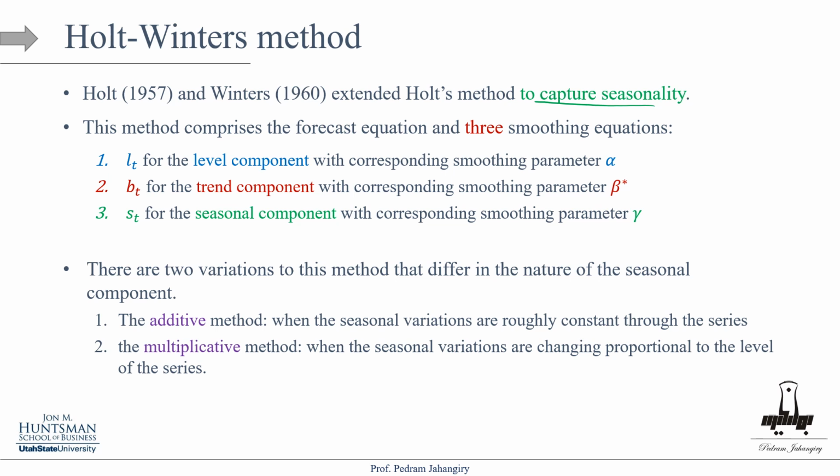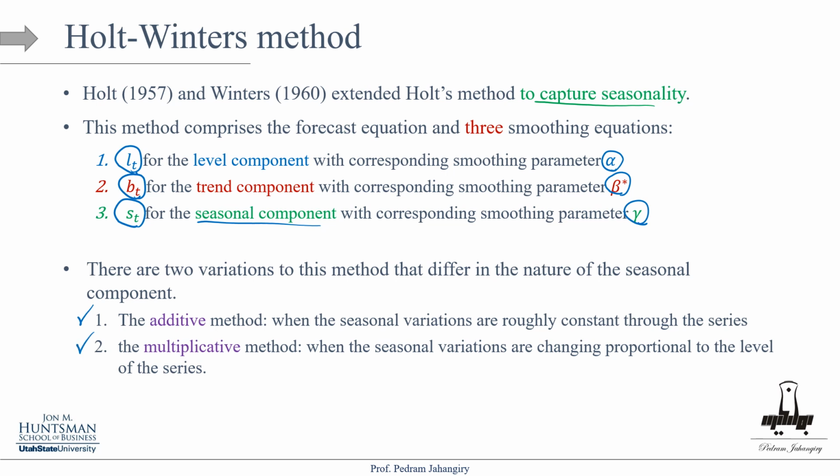The smoothing equations: one is going to be for level, one for trend, and one for seasonality. So there are going to be more parameters here. Now we have alpha, beta star, and gamma, right? When we get to the equations, I will show you what the parameters are. However, for these seasonal components, there are two ways to add them to the method. We can add them in an additive fashion or a multiplicative way.